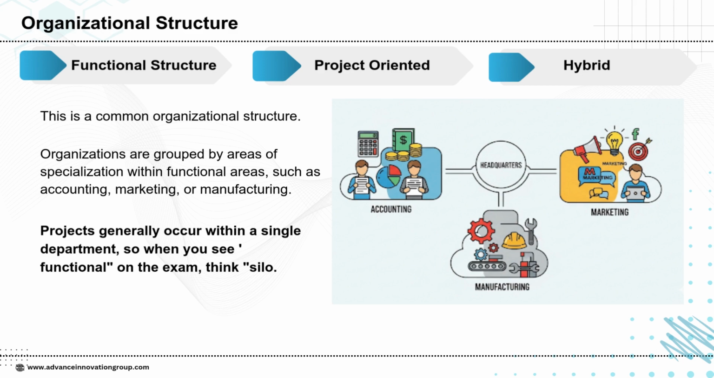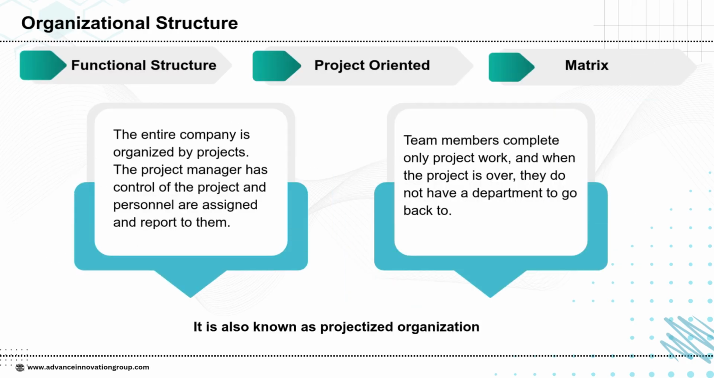A project-oriented structure, also known as a projectized organization, is one in which the entire company is organized around projects rather than departments. Here, the project manager has full authority and control over the project, and all team members are directly assigned to them. Unlike in a functional structure, the focus is entirely on delivering projects, and resources are dedicated solely to that work.